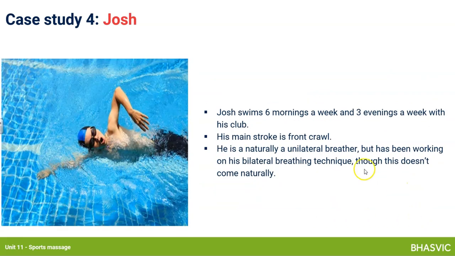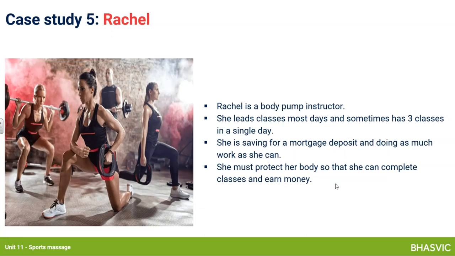Josh, swimmer, swims a lot, mornings and evenings, mainly front crawl. He breathes on one side. Obviously, there's some suggestions as to what might be going on there. Rachel, body pump instructor, so it's her profession. She obviously leads classes. She's there to demonstrate and model. She's trying to work a lot of extra hours to get a mortgage. She needs to make sure she doesn't get injured because it's her income.